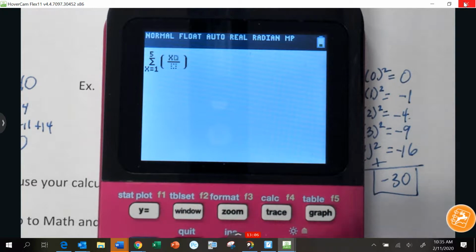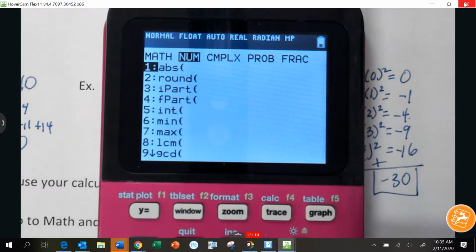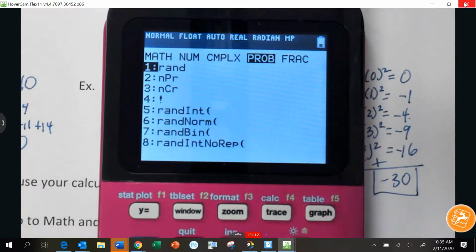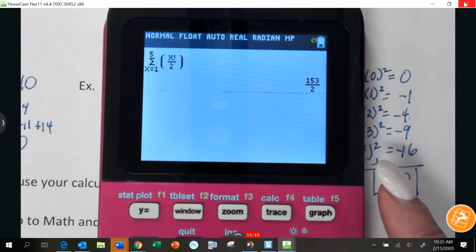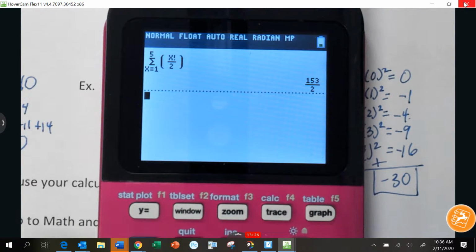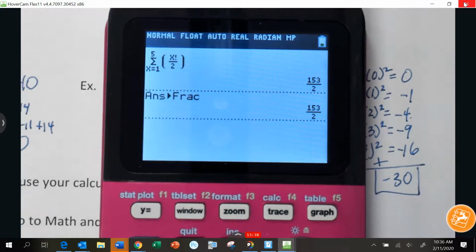So then I do x and then math over to probability, and then number 4 is factorial. Bottom 2. And then 153 over 2. If yours told you like 76.5 or something like that, you just hit math, enter, enter. Mine's already a fraction, and it changes it into a fraction. So this is how we can use our calculator. There will be some that you do on calculator, there'll be some that you don't.